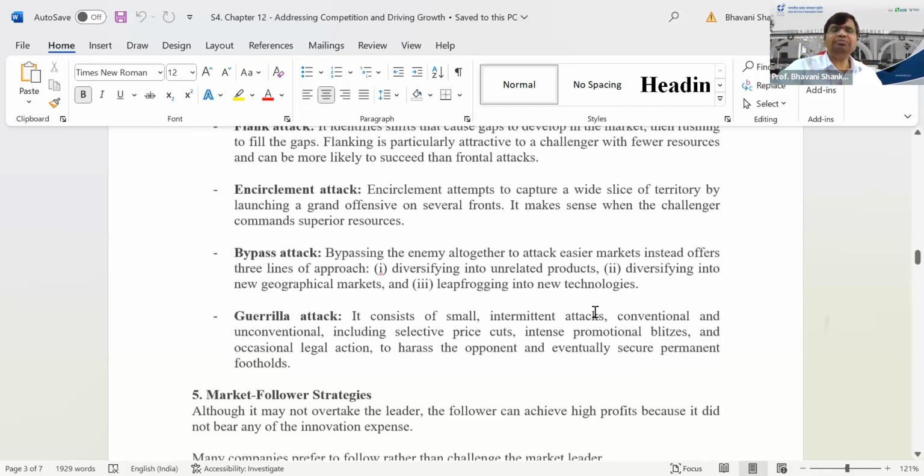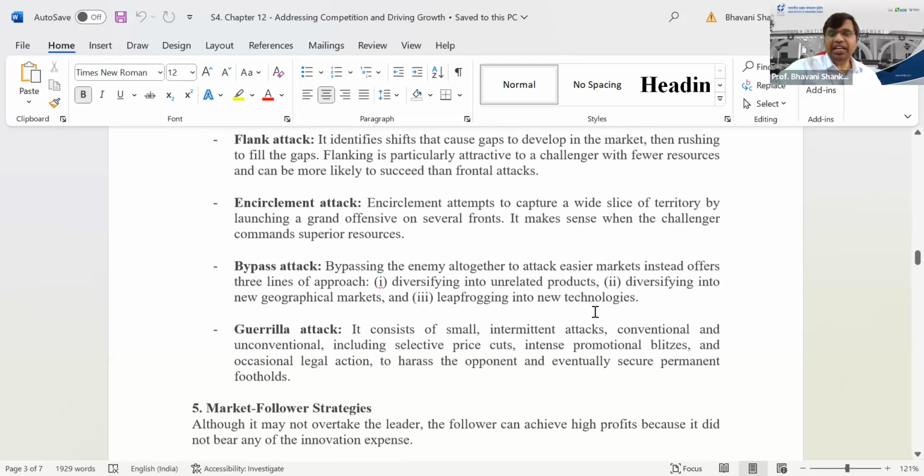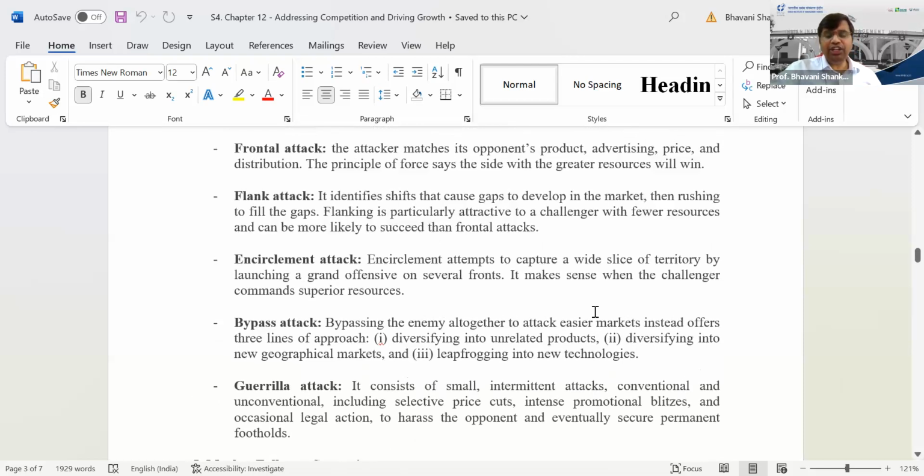Then bypass attack, bypassing the enemy altogether to attack easier markets instead of the three lines approach. Diversifying into unrelated products, new geographies, and leapfrogging into new technologies. Definitely not leapfrogging into new technologies, but these two points, unrelated products and new geographic markets, is what your Patanjali has done. That is, it is not just attacking Colgate Palmolive, but it is attacking Johnson & Johnson.